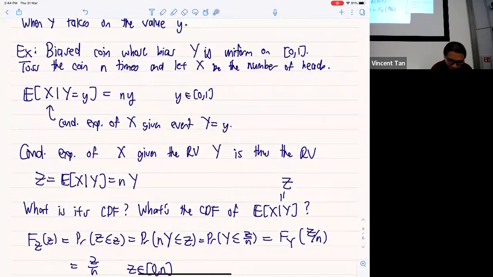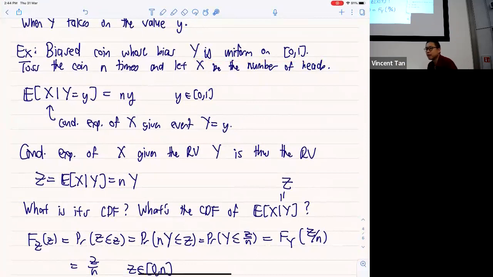Now, in this experiment, there are 2 things that are happening. First, I'm generating a bias Y. The bias is itself uniform on 0, 1. After the bias is generated from MATLAB, you generated a random number from 0, 1, you are going to toss a coin with that bias n times. All right, what is the conditional expectation?